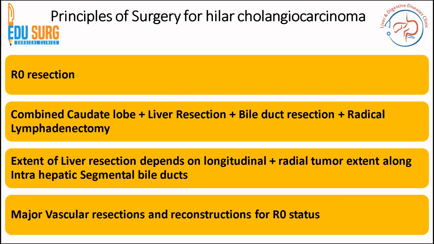So the principles of surgery are: you get an R0 resection, and you always combine resection of the caudate lobe with a liver resection, a bile duct resection and lymphadenectomy. The extent of liver resection depends on the tumor extent along the intrahepatic segmental ducts. Major vascular resection and reconstruction are frequently necessitated for obtaining an R0 status.